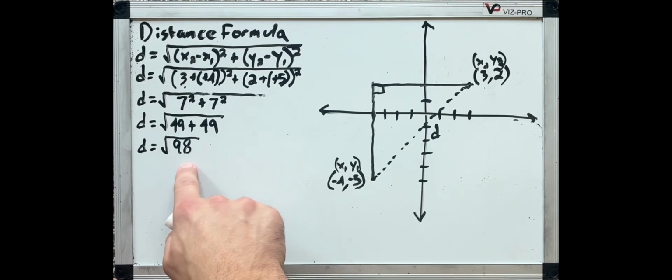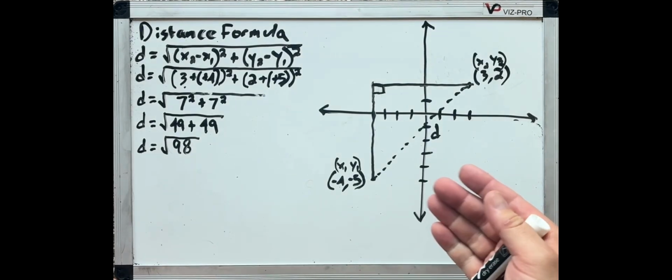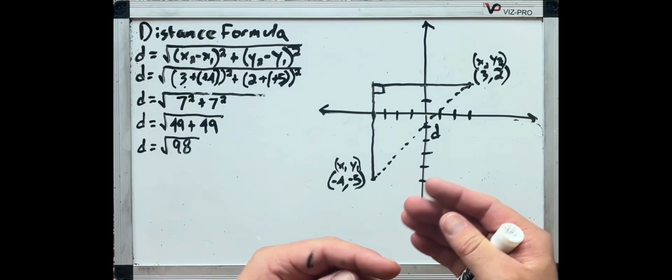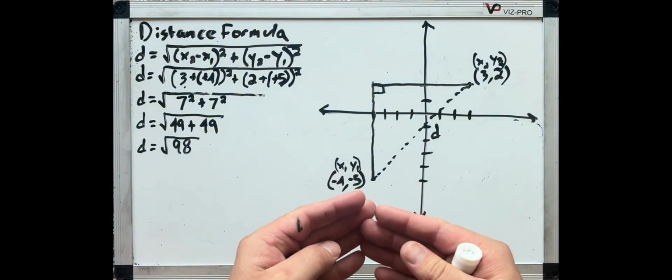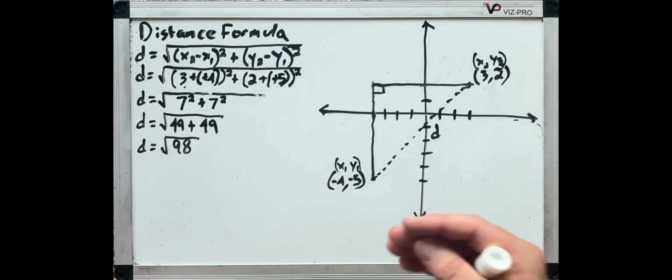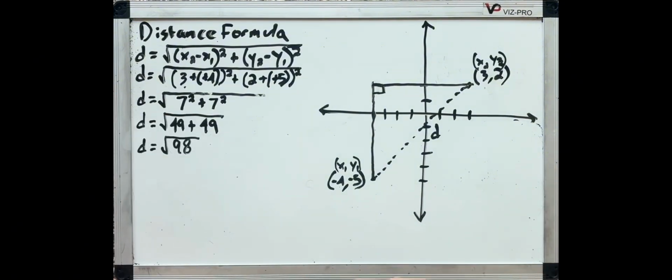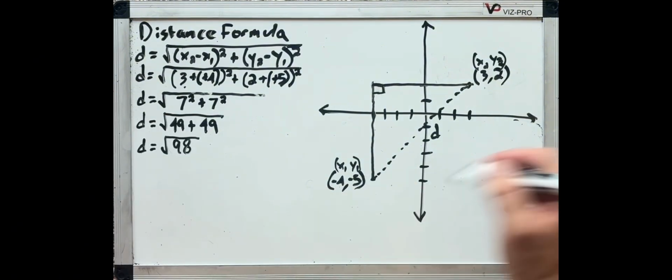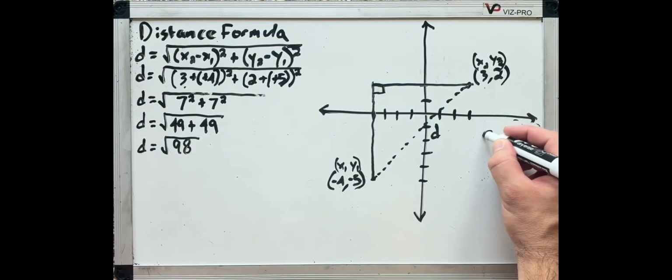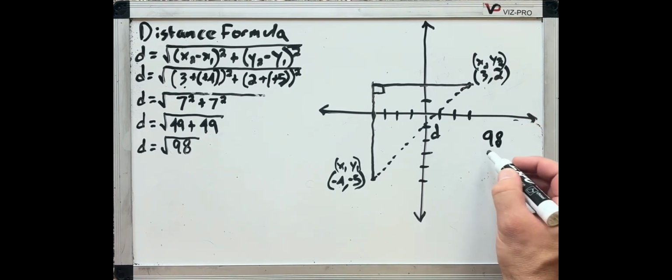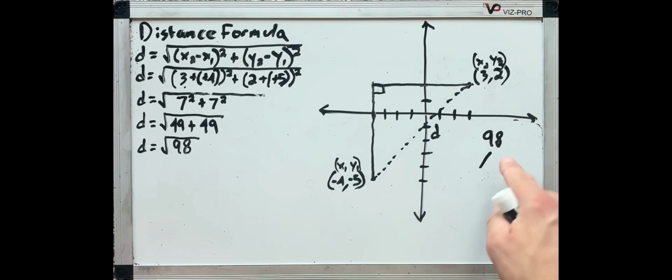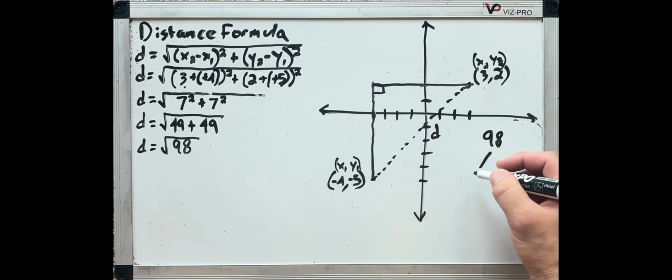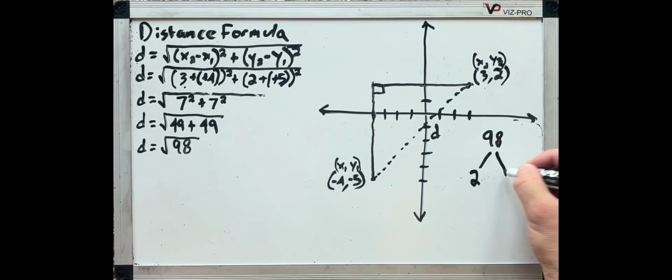So let's break down 98, because there will be problems on the standardized tests that want you to present your answer in simplified radical form. So we're going to simplify the square root of 98. We're going to break down 98 into its prime factors. So 98, whenever you have an even number, let's just divide by 2. You take 2 out, and then you have 49.